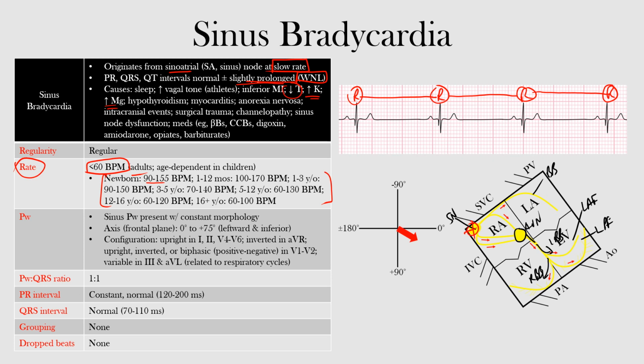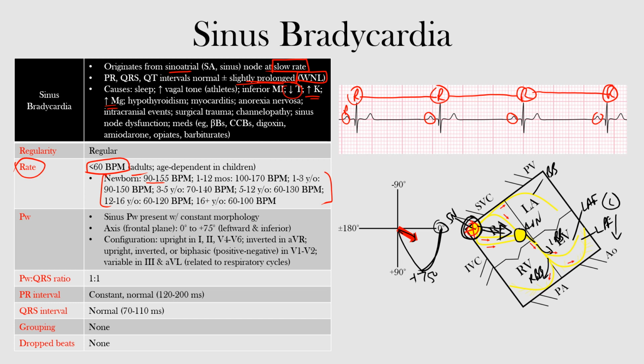Now, in terms of the P wave, because we're dealing with sinus P waves, they'll be normal, present, and constant. This is a P wave here, and you'll notice they're the same morphology throughout. Because they're coming from our sinus node, they'll be heading in this direction, represented by our arrow here. So between 0 and positive 75 degrees is our normal P wave axis, heading leftward to the left side of the heart and then inferiorly, in the frontal plane.